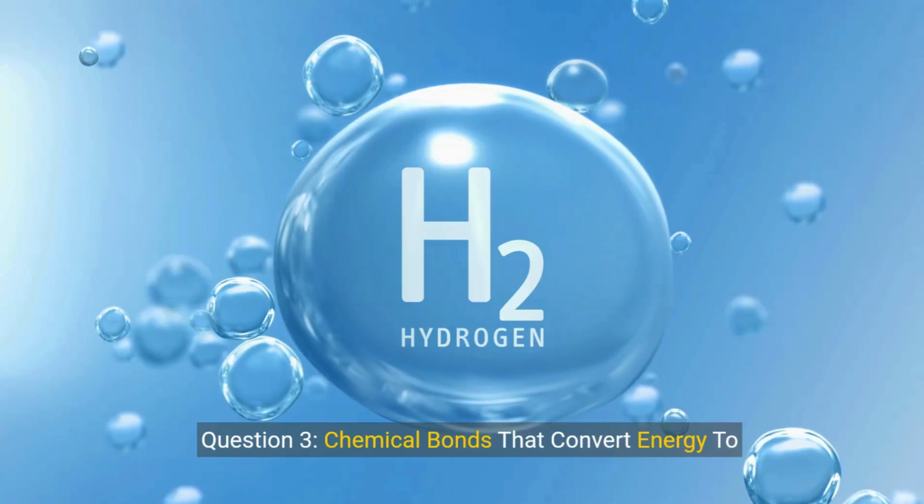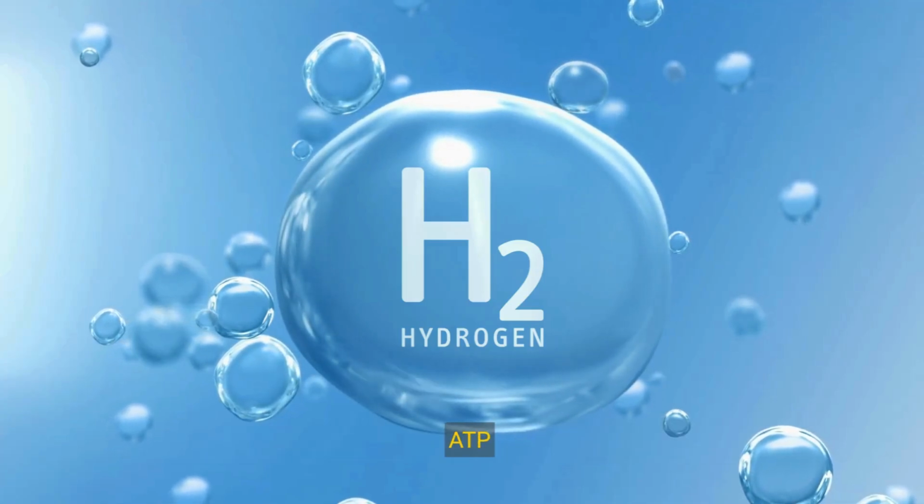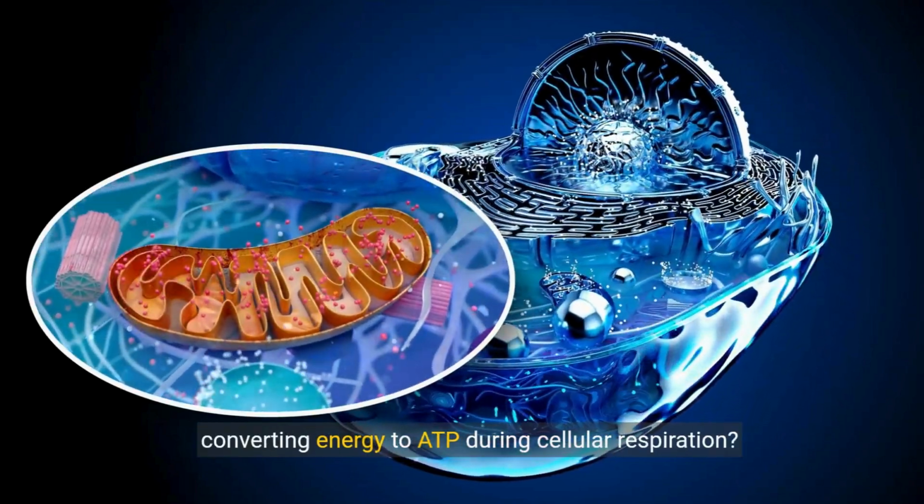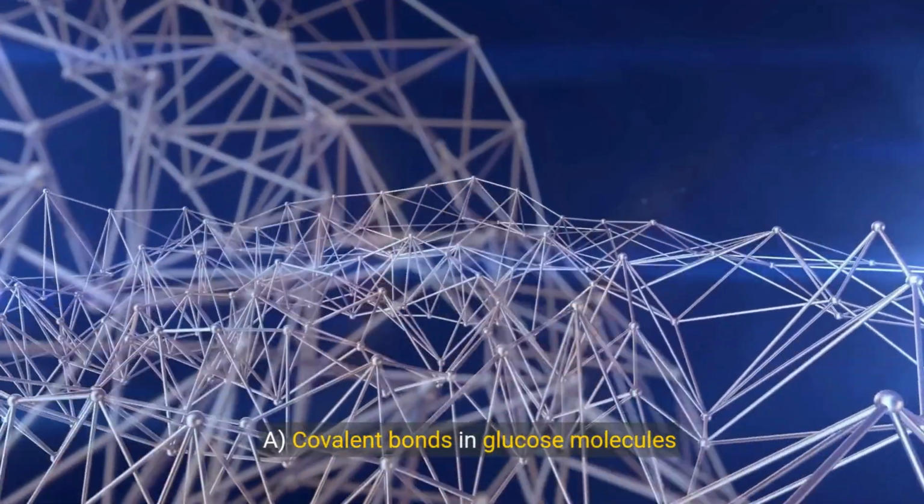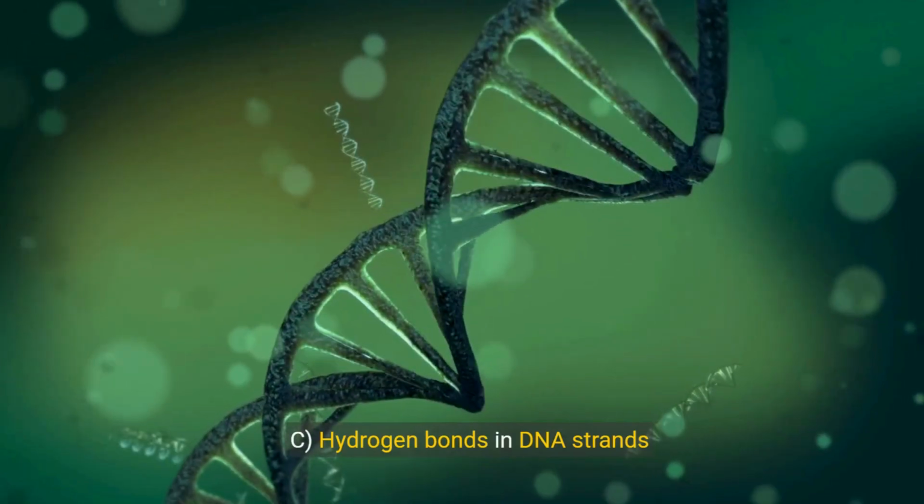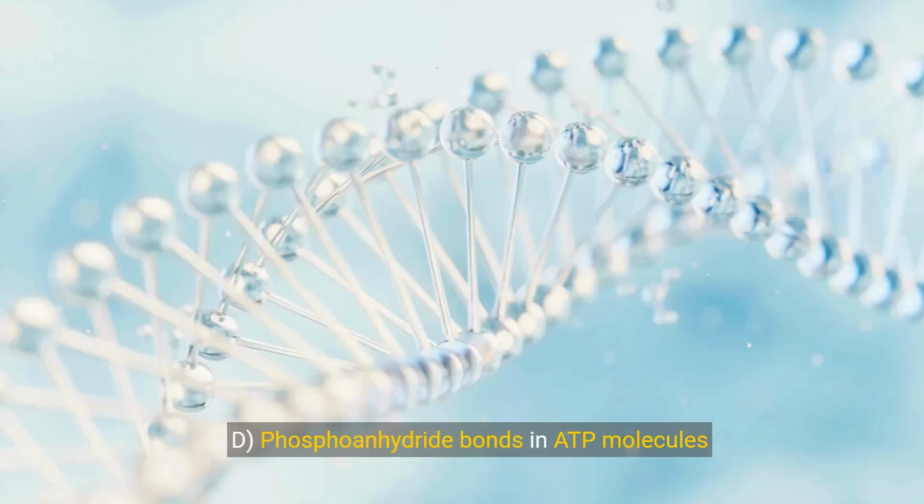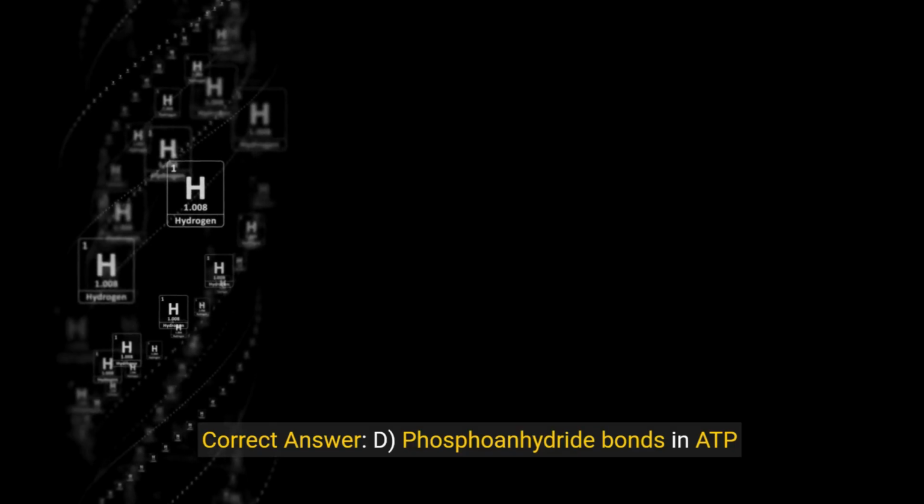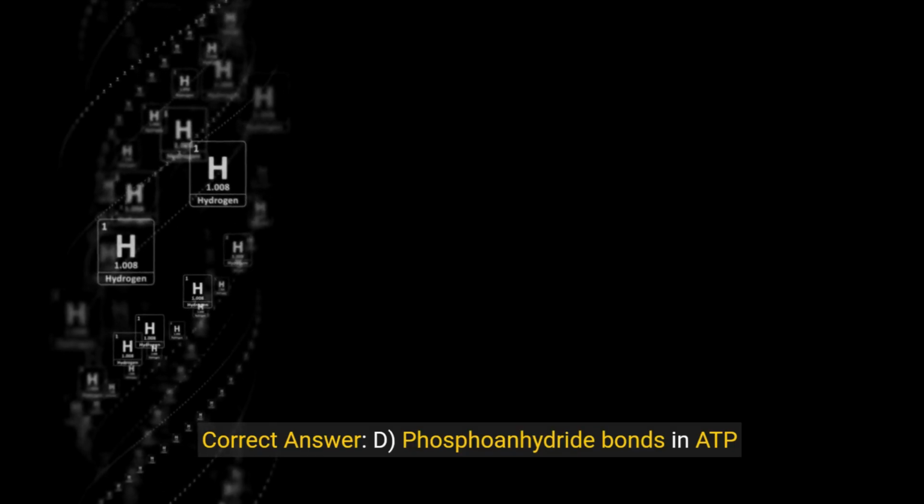Question 3. Chemical bonds that convert energy to ATP. Which chemical bonds play a key role in converting energy to ATP during cellular respiration? A. Covalent bonds in glucose molecules. B. Ionic bonds in water molecules. C. Hydrogen bonds in DNA strands. D. Phosphoanhydride bonds in ATP molecules. Correct answer: D. Phosphoanhydride bonds in ATP molecules.